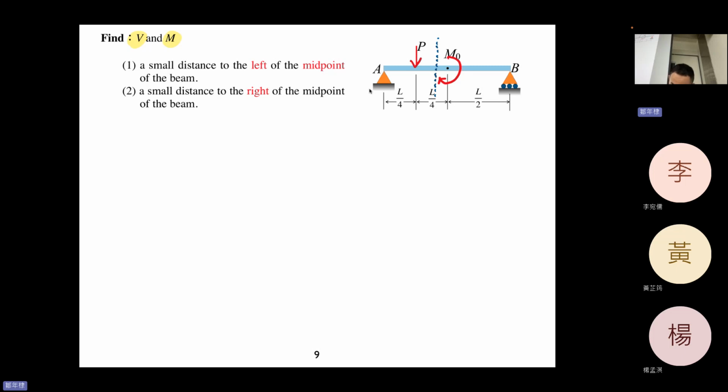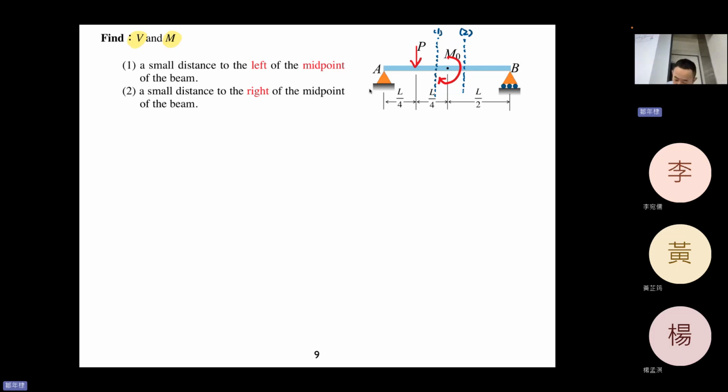So this is question number 1. And the second problem is a little to the right of the midpoint. Okay, although I exaggerated that a little bit, right? But 1 and 2 are actually slightly to the left and slightly to the right of the center.